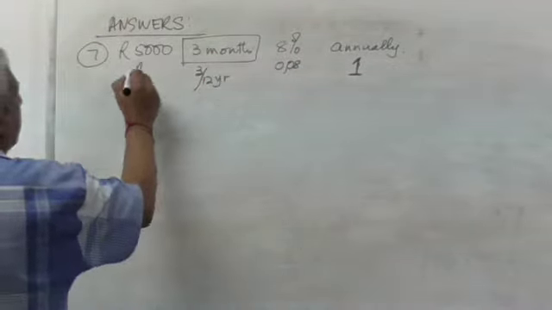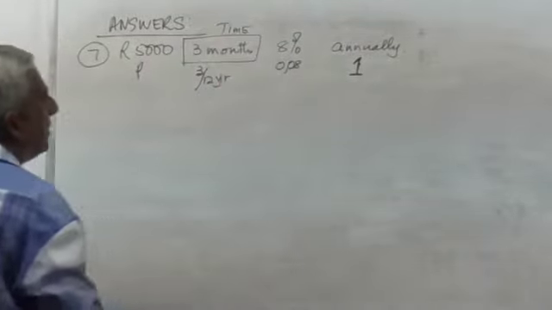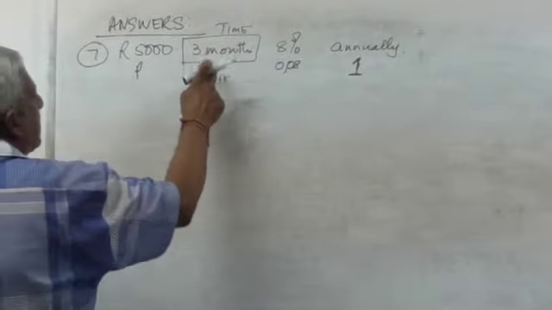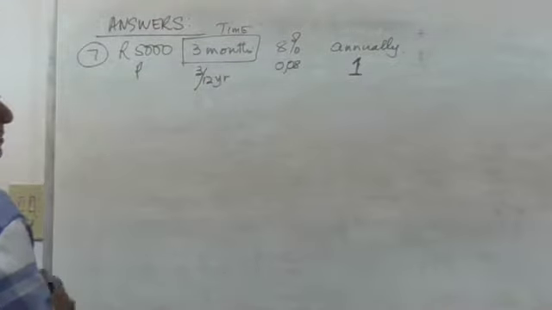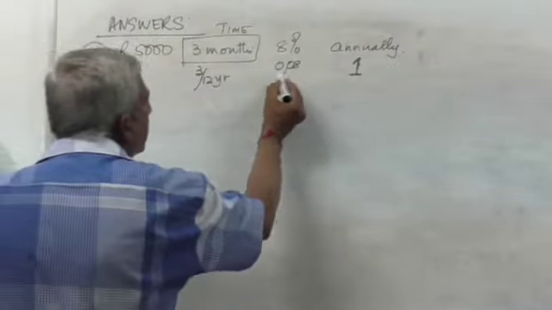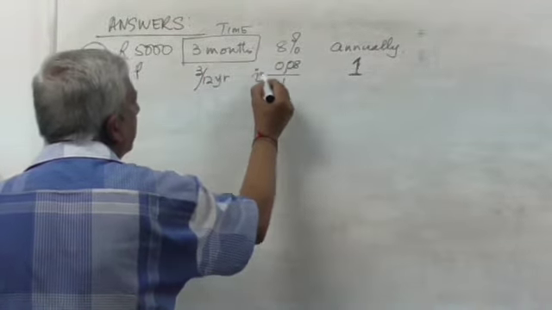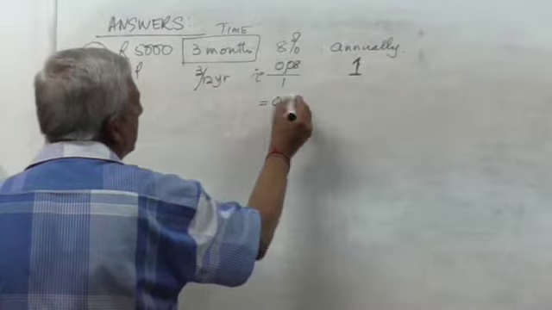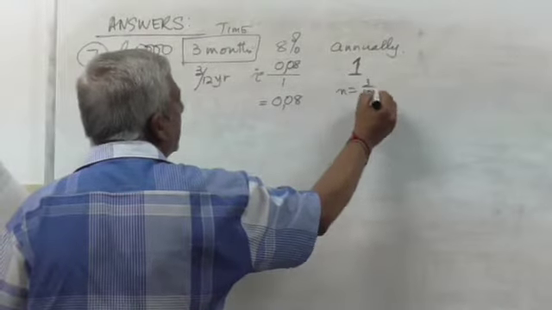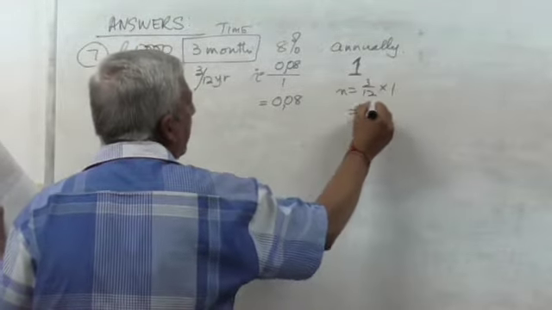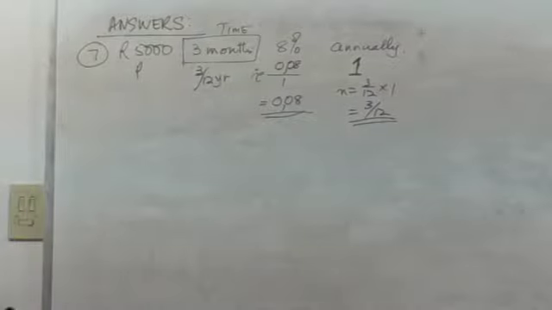This was the principal, this was the time, right? So the time can't be in months, it must be in years, right? So that's the time. Now, so this is 0,08 and it's going to be divided by 1. So that will remain as 0,08. Now the time, the n, is 3 over 12, it's times 1. It will remain as 3 over 12. So that's what I'm going to put in the formula.